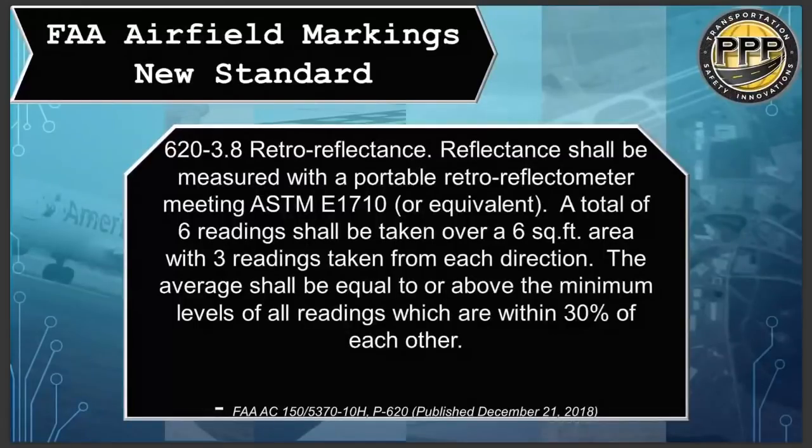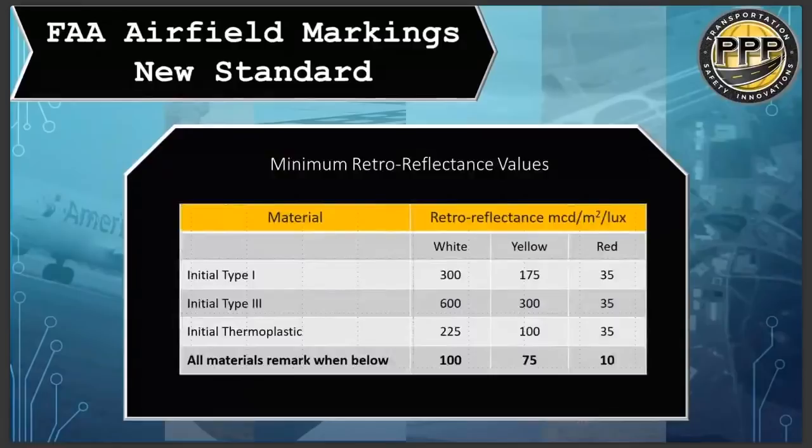They have a chart underneath that language that I've prettied up a little bit, but it essentially communicates this: you have initial retroreflectivity or retroreflectance values for white, yellow, and red markings with type 1 and type 3 glass beads in them.